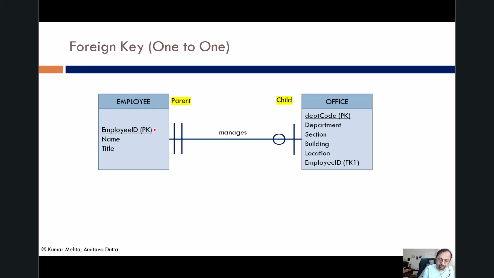Look at what has happened. The primary key of the parent ended up being the foreign key of the child. Okay, so here is employee ID, the primary key of the parent, employee. It's been put in as a foreign key in the entity office. So how does that attribute help us make the connection?